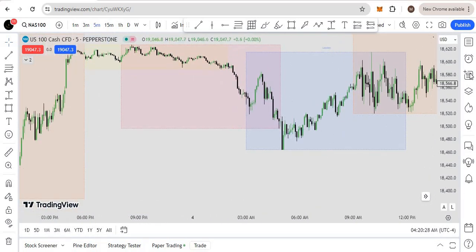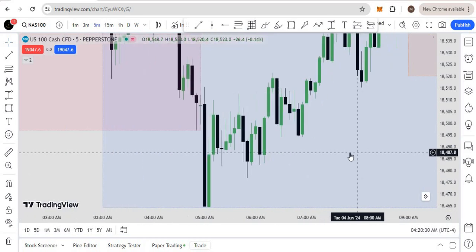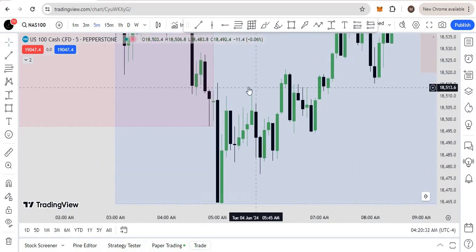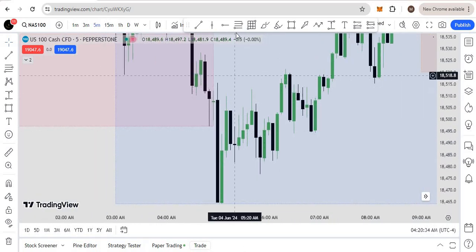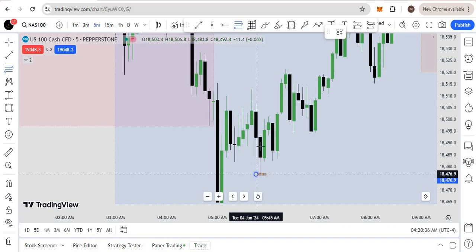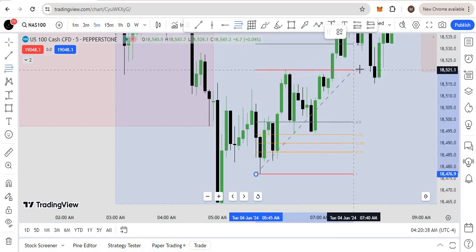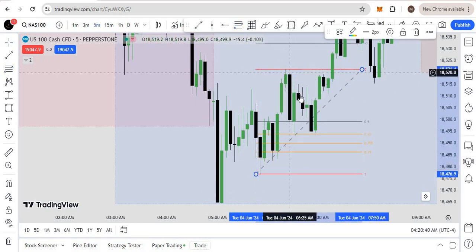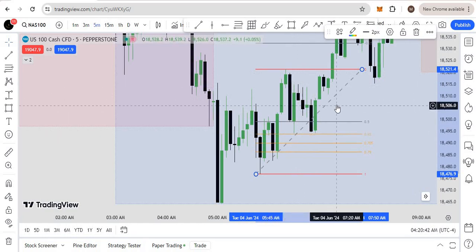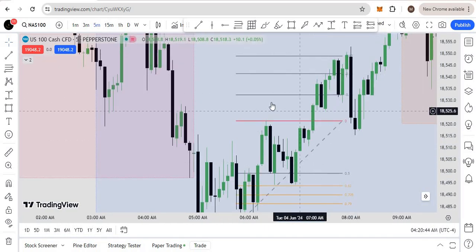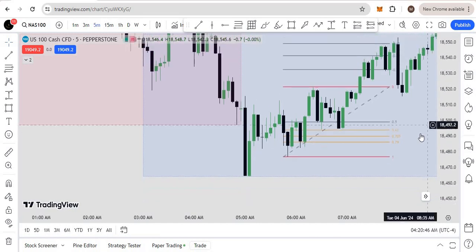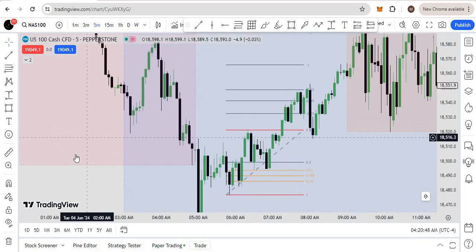Let me show you here, for example. Shift, we have this fair value gap, swing low, swing high, price comes, touches the optimal trade entry area and goes upside. You understand now? So that is how you can use OTE.